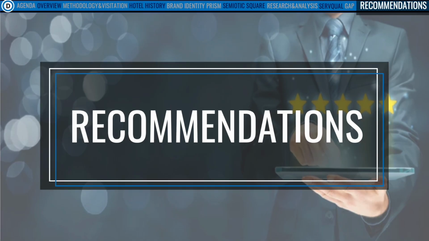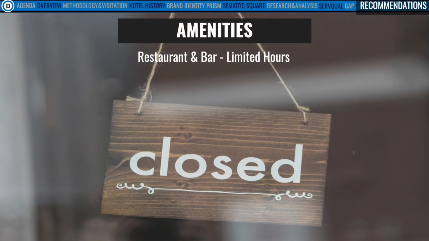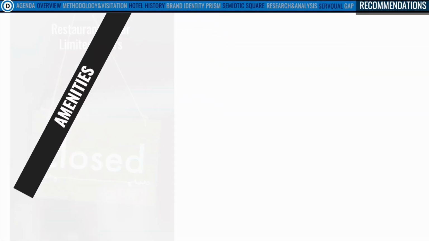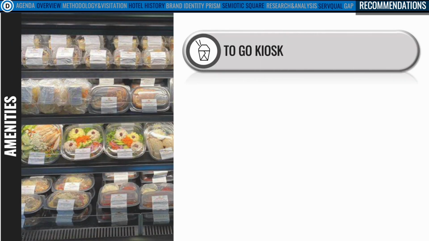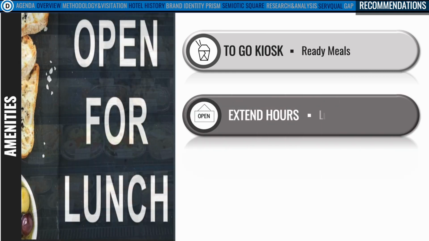Finally, recommendations. To overcome the gap between limited hours and the availability of food and drink services in the restaurant and bar, our first suggestion is to have a to-go kiosk with ready meals for the guests to grab and go. The other option is to extend the operating hours, currently closed from 11 to 4 p.m., and offer lunch service.